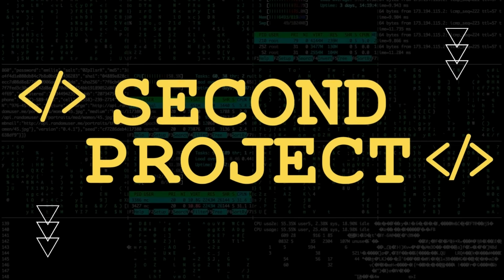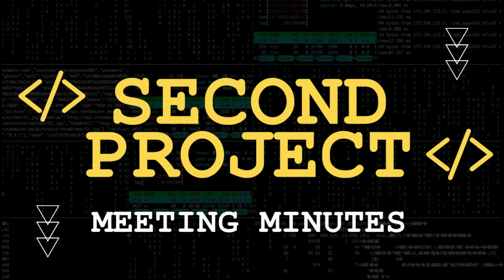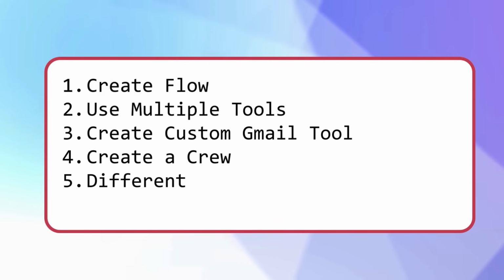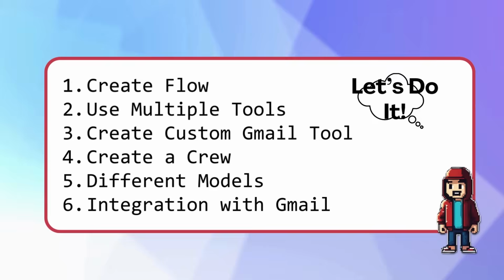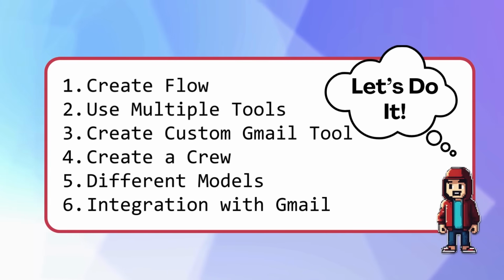Okay, now it's time to move on to our second project, and this is going to be called Meeting Minutes. What we're doing in this project is we're going to create a flow, we're going to create a custom tool, we're going to create a crew, we are actually going to use different models, and we're going to integrate with Gmail. This is going to be the biggest project that we've done yet, as I had mentioned, but we're going to code everything together. I'm going to show you every step along the way. And by the end, we will have this cohesive crew, the biggest crew that maybe you've created so far, but you're going to really learn a lot from this session.